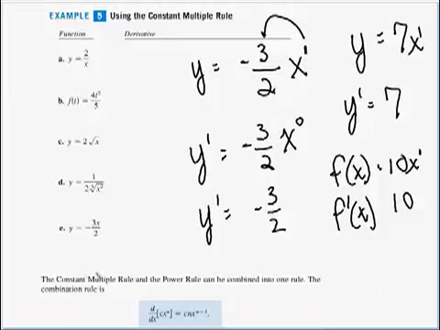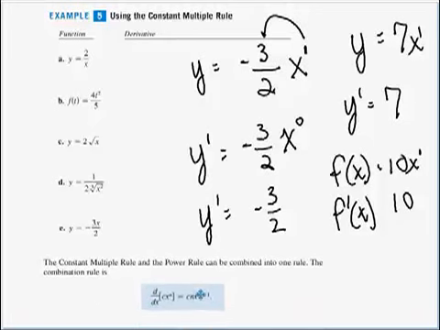And here at the bottom, the constant multiple rule and the power rule are combined into one rule. The combination rule is, and here we have it, the derivative with respect to x of a constant times x to the n becomes c times n. That's when we bring the exponent down and multiply by the number that's already there, c times n, times the variable x to 1 power lower, the n minus 1 power.